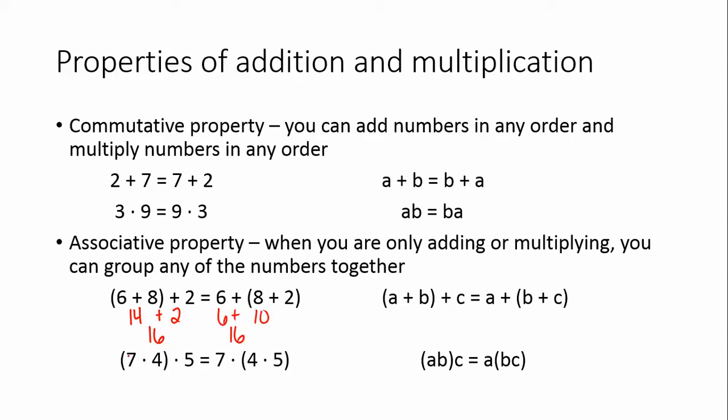For the multiplication example, 7 times 4 is 28. Then we multiply by 5, and 28 times 5 is 140. On the right-hand side, we have 7 times 20, and that is also 140. Again, over here, these are just examples using letters that indicate real numbers. So this is how you would look at it, true for any numbers.